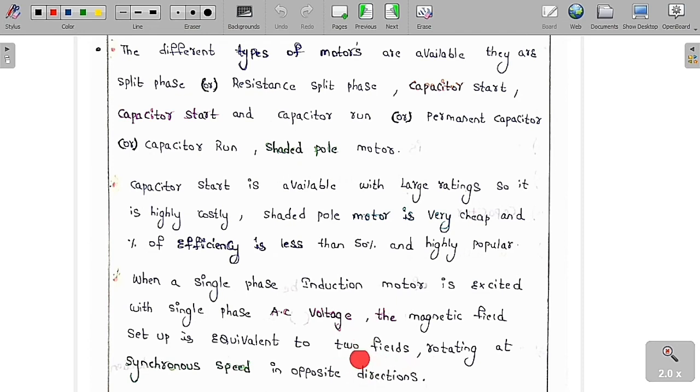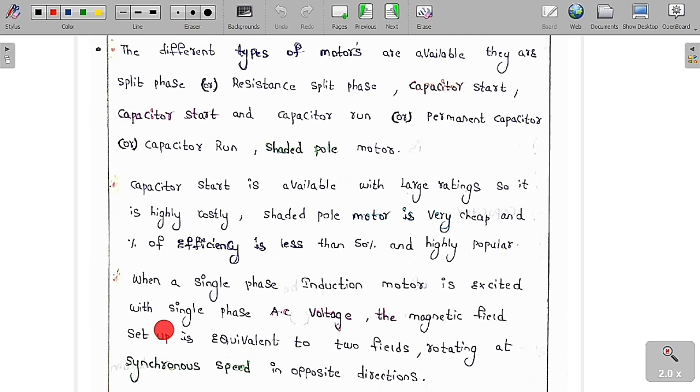So that is the reason that at starting the net torque is equal to 0. Therefore it is not a self-starting induction motor. That is the reason we go for the auxiliary winding or the starting winding. We connect it in parallel with the main winding to make it self-starting. This is what I have already told you in the single phase induction motor.